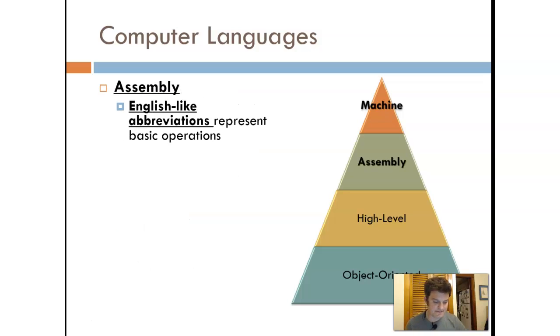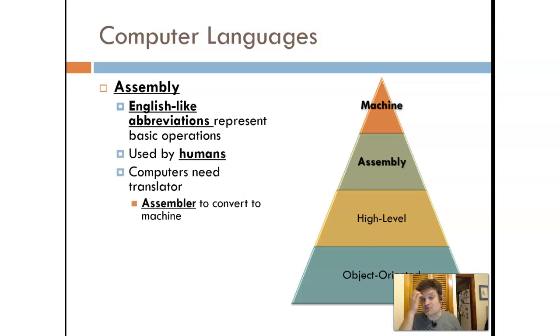In assembly, there's multiple different assembly languages out there. They used English-like abbreviations to represent basic operations. Mainly the idea here is to make it easier for humans to speak with the machines instead of having to type in 100111001, or not even type it. I guess back then you'd be pulling the switches up and down as you're going through.